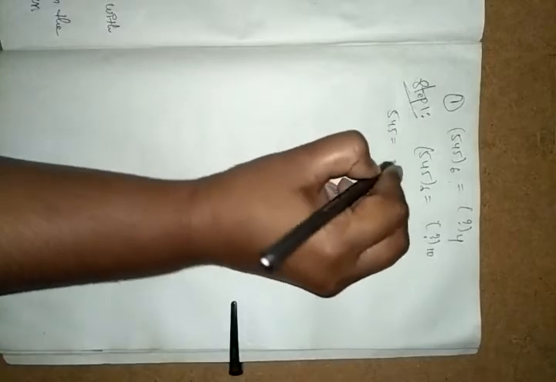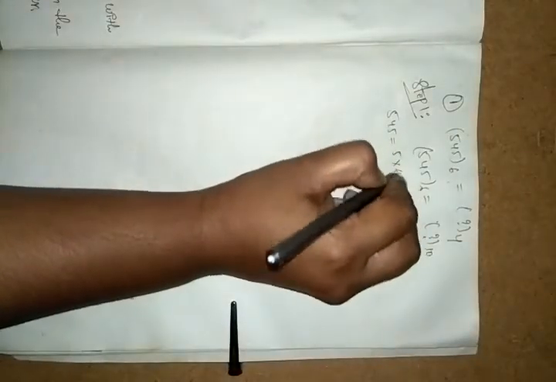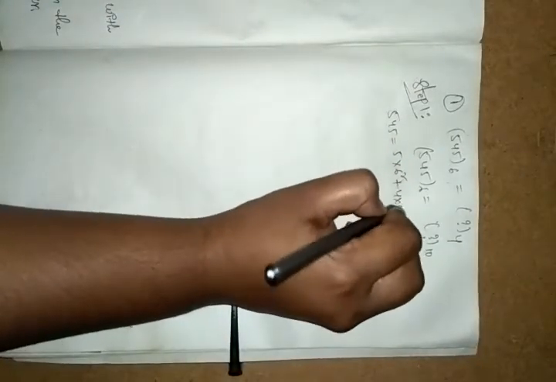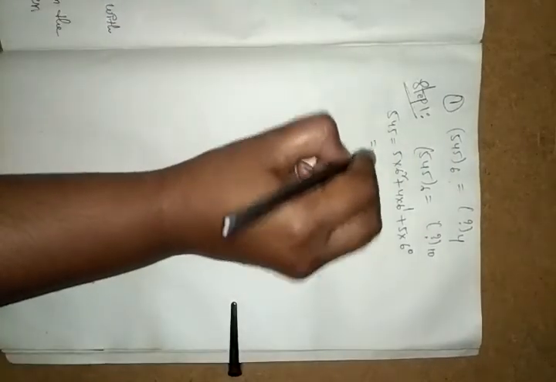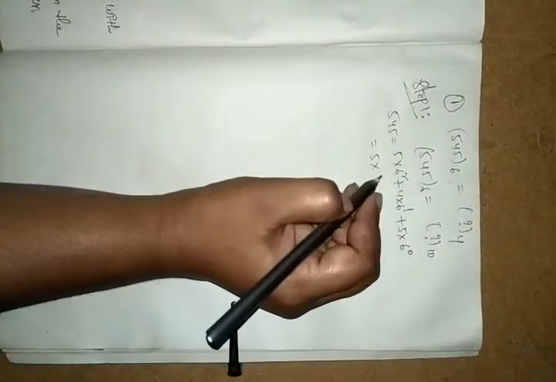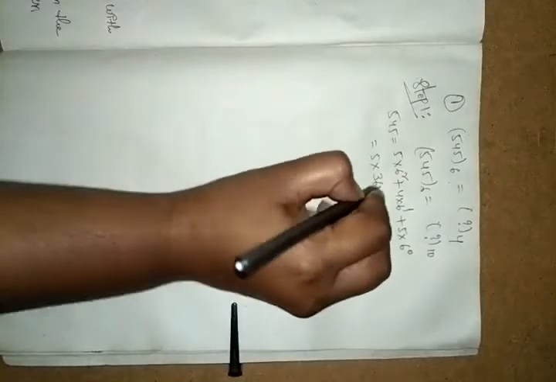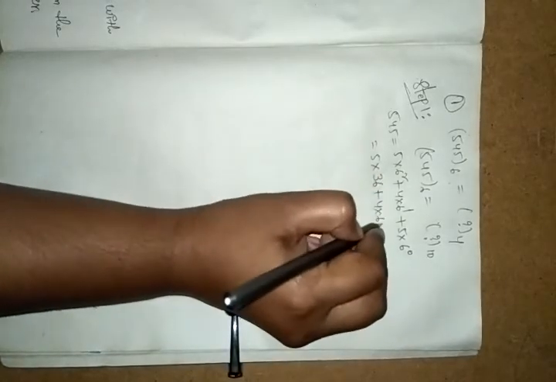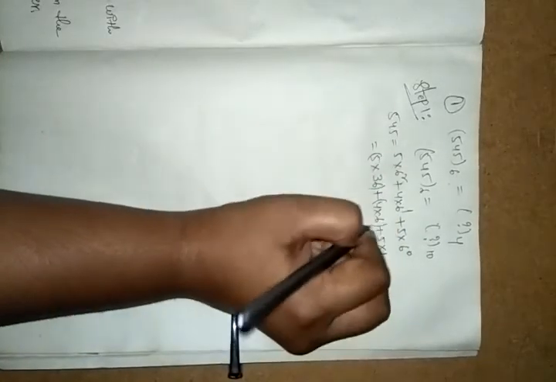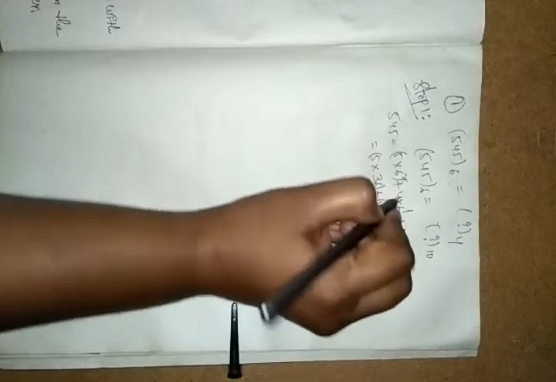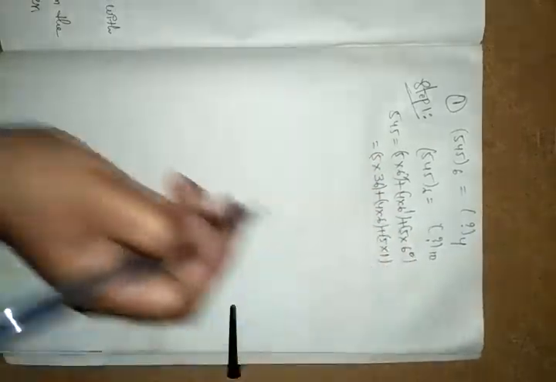545 equals 5 into 6 square plus 4 into 6 power 1 plus 5 into 6 power 0. Next, 5 into 6 square, meaning 36, and 4 into 6 plus 5 into 1. If you are getting confused, you can write it like this. There is no problem.